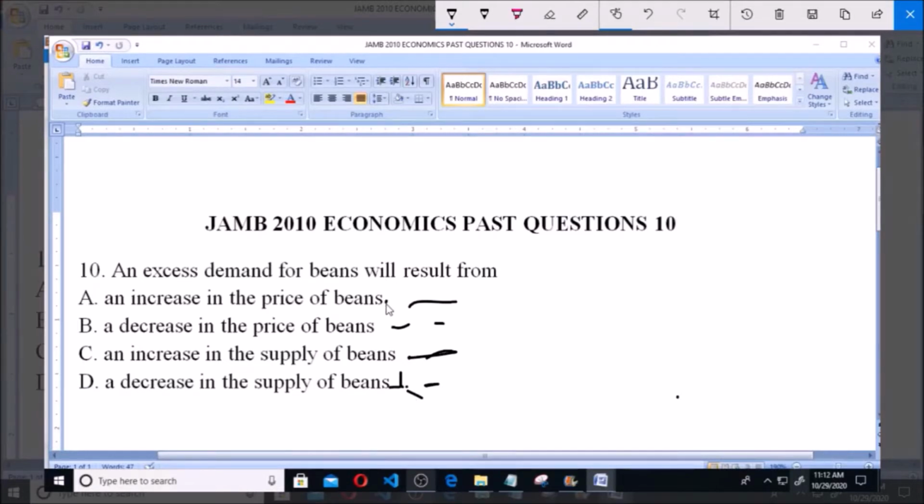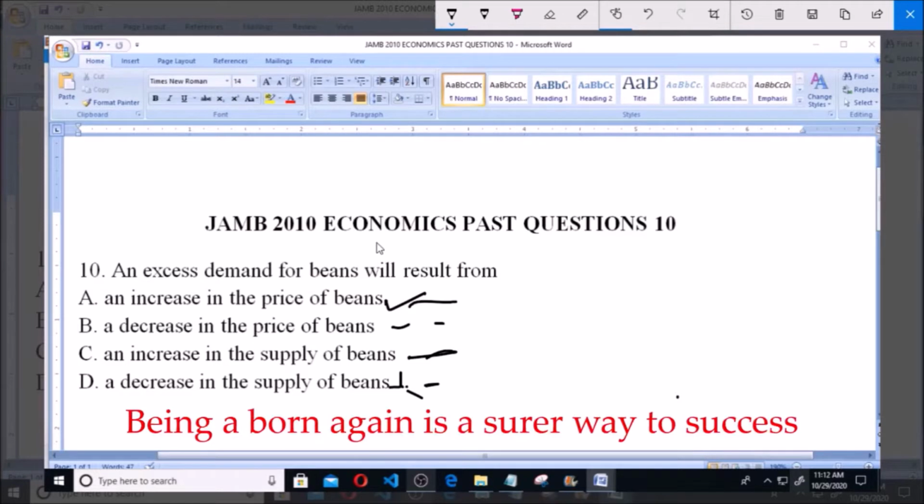An excess demand for beans will result from an increase in the price of beans. And this is a case of abnormal demand or exceptional demand, a pattern which does not abide by the laws of demand. So in this case, the right option is option A, an increase in the price of beans.